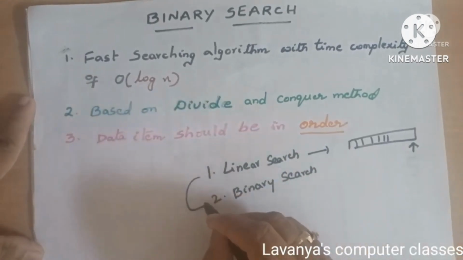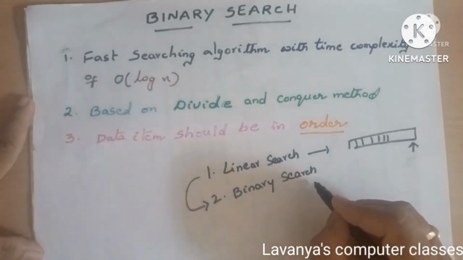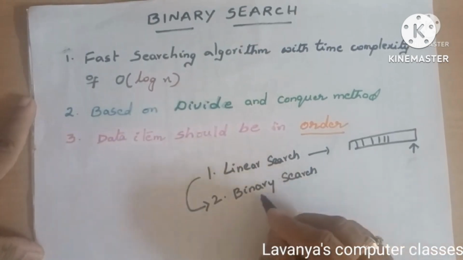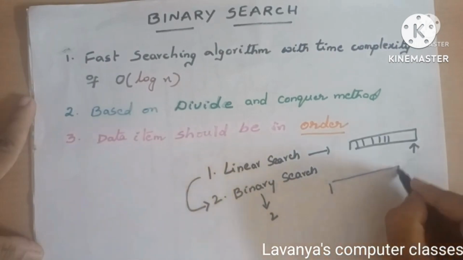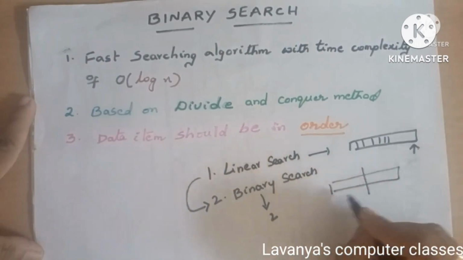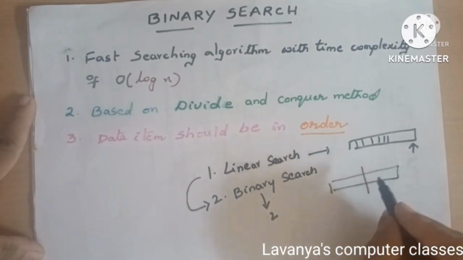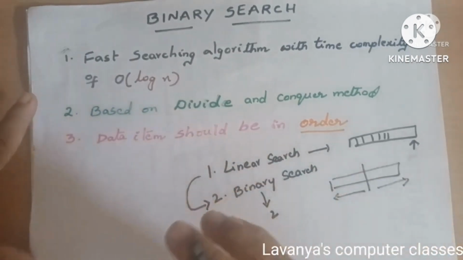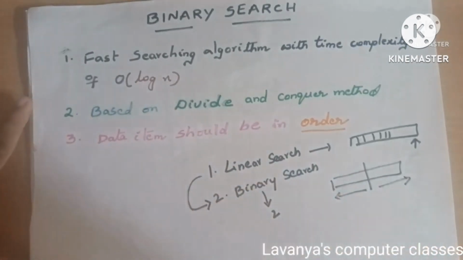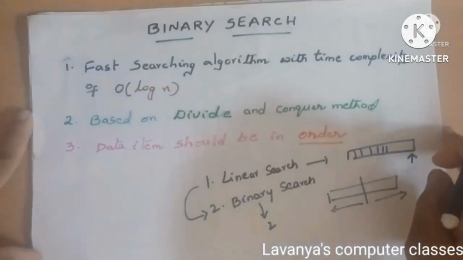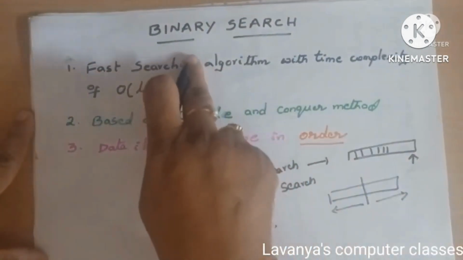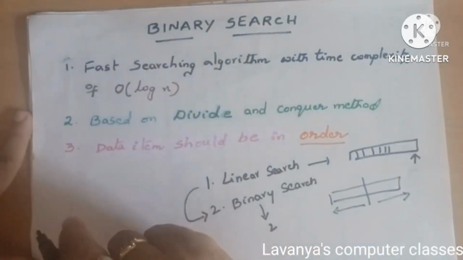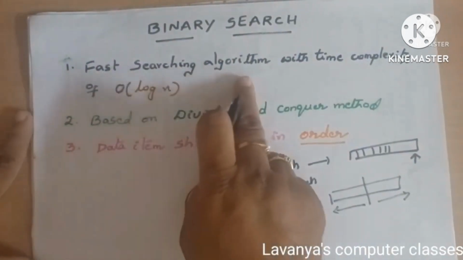To overcome this disadvantage, we go for binary search. What is binary? Binary means 2. Here, the list of elements is divided into 2 parts, and we search for the element either in this part or in that part. That's why the number of iterations is almost halved. That's why binary search is a well suited method for searching. It is a fast searching algorithm.